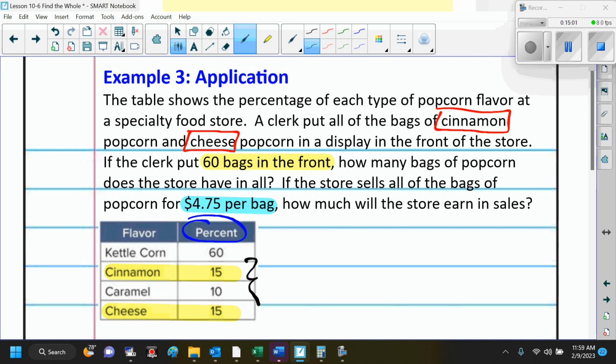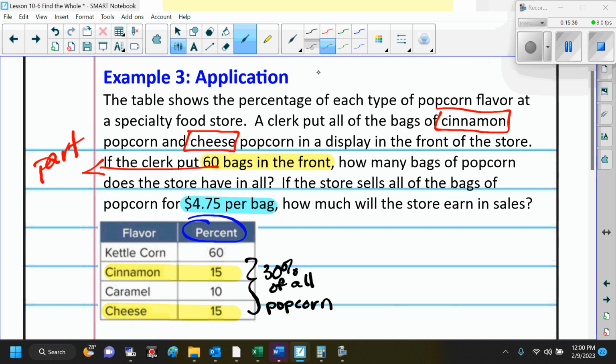So here, this is 30% of all popcorn. Thirty percent of all the popcorn is out front. How many bags did he put out front? 60. So is that 60 the part or the whole? That's the part. That's the part of the inventory that he put out front. Is everybody clear? All right.